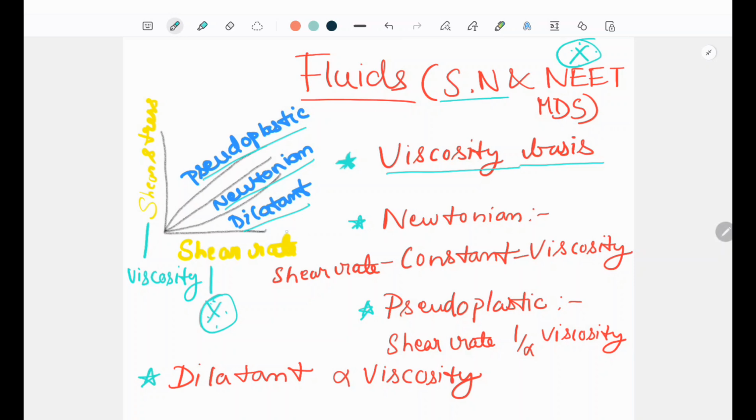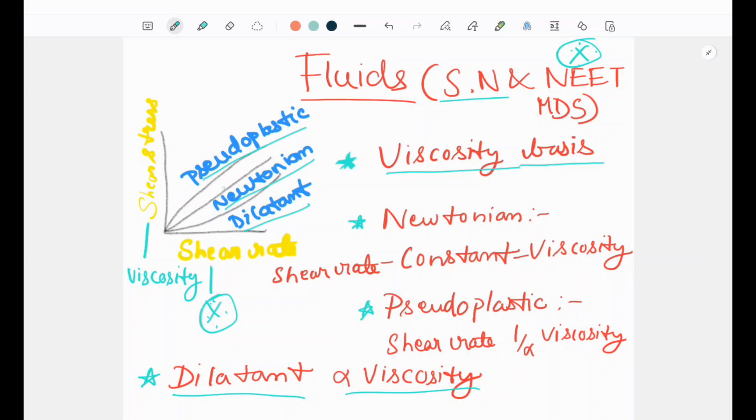Dilatant fluids: when the shear rate is increased, the viscosity of dilatant fluids is also increased. So both of them are directly proportional. Here is that point. And then Newtonian fluids are basically constant, and even if you increase the shear rate or decrease the shear rate, Newtonian fluids are left unaffected, whereas pseudoplastic fluids are different.